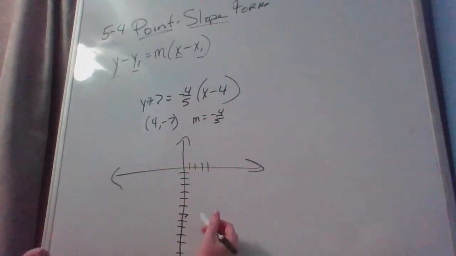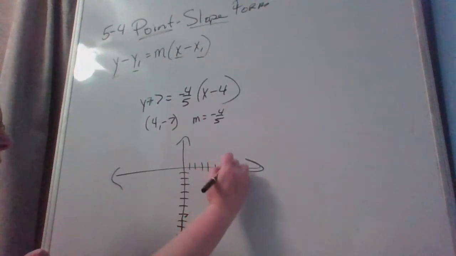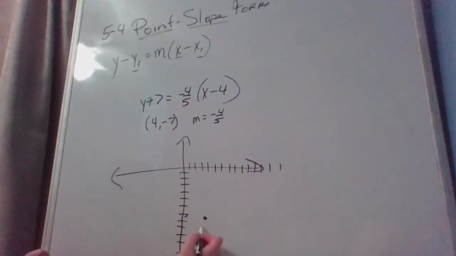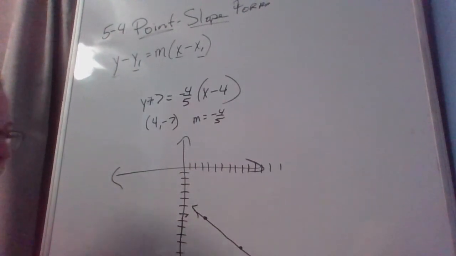So we would go down 4, 1, 2, 3, 4, and we go to the right 5. So about here, and then again down 4 to the right 5, and that would be my line.